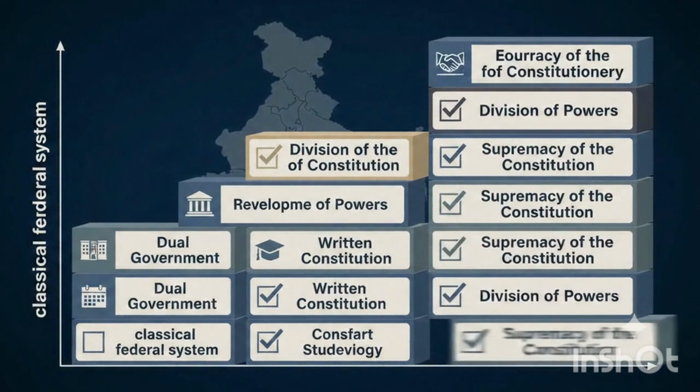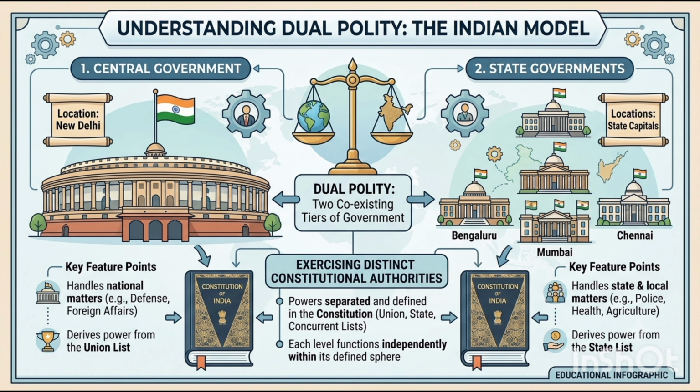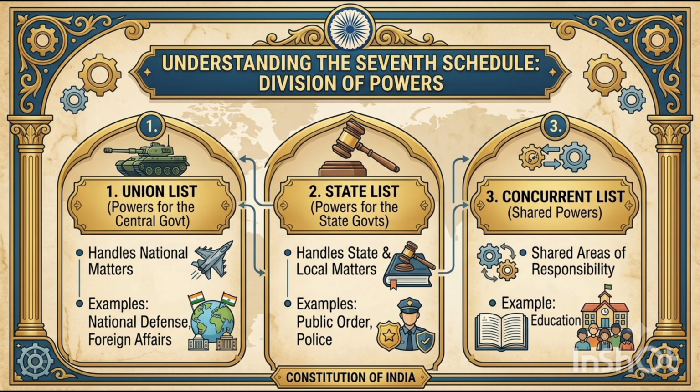So let us first think about the dual polity. We have a central government in New Delhi and state governments in the state capitals, each exercising distinct constitutional authority, which is a federal feature of our Constitution. Second one is the Seventh Schedule, which explains the division of powers. The Constitution divides responsibilities across three clear lists: Union List for national defense and foreign affairs, State List for public order and police, and the Concurrent List for shared areas like education.